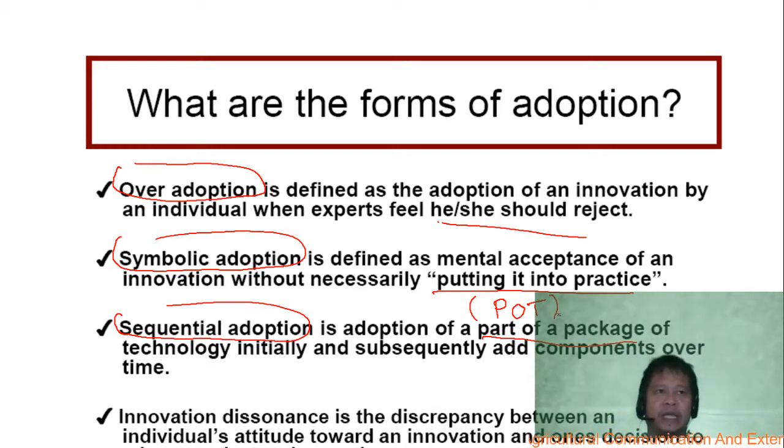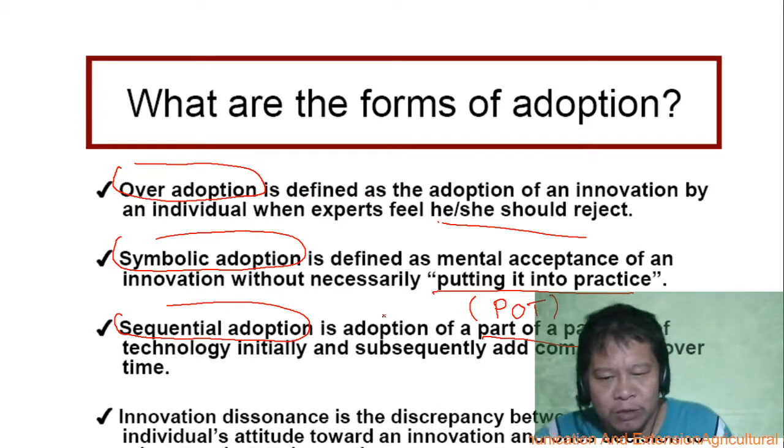For example, first you adopt tissue culture technology, so you use tissue culture planting material. Then when the banana is big, you use fertilizer technology, which fertilizers the banana needs. You keep adding, and subsequently add pest control technology. After harvest, you add post-harvest technology: how to ripen it, how to make it last long without wilting. Then you add subsequent technology on processing into candy, banana powder, and so on. So there is a subsequent addition of component technology over time, and that is sequential adoption. Okay? So another, we have the innovation dissonance.